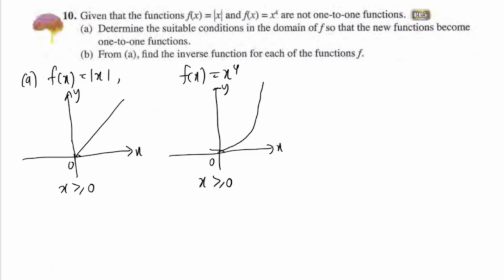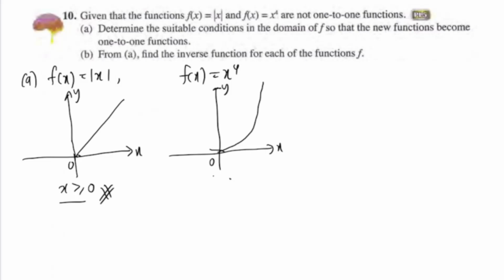All right, and so the question is, determine the suitable condition in the domain such that these two become one-to-one. Answer, we can just write once only, because it's the same. You don't really need to show the graph, but I just drew the graph for you for your understanding. So your condition for your domain is x greater than or equal to 0. From A, find the inverse for each function.